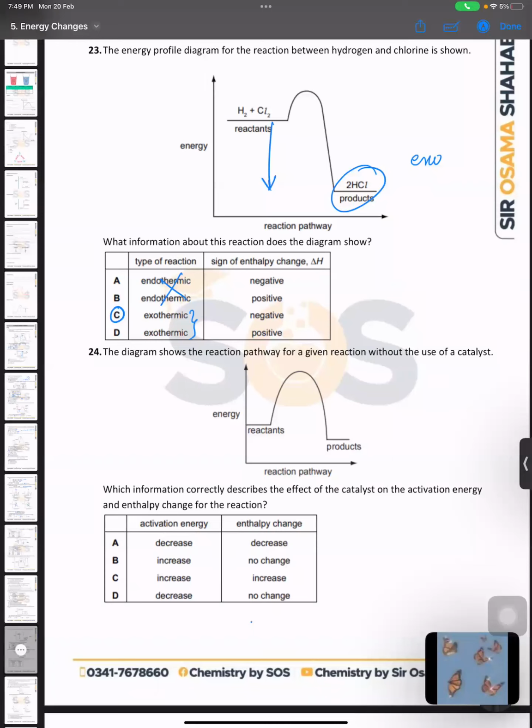So the diagram shows the reaction pathway for the reaction without the use of a catalyst. Which information correctly describes the effect of the catalyst on the activation energy and enthalpy change? We already talked about this, and this is a very important thing to remember. Activation energy is always going to be decreased, without changing the enthalpy change. Absolutely right, Tuba.